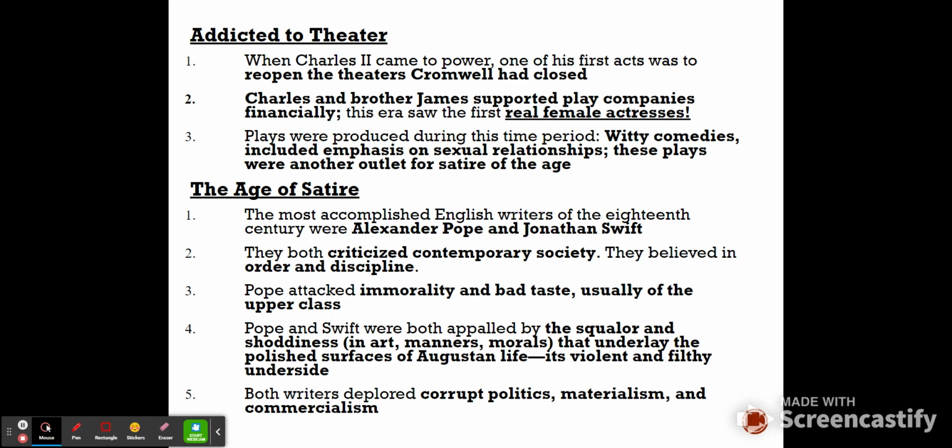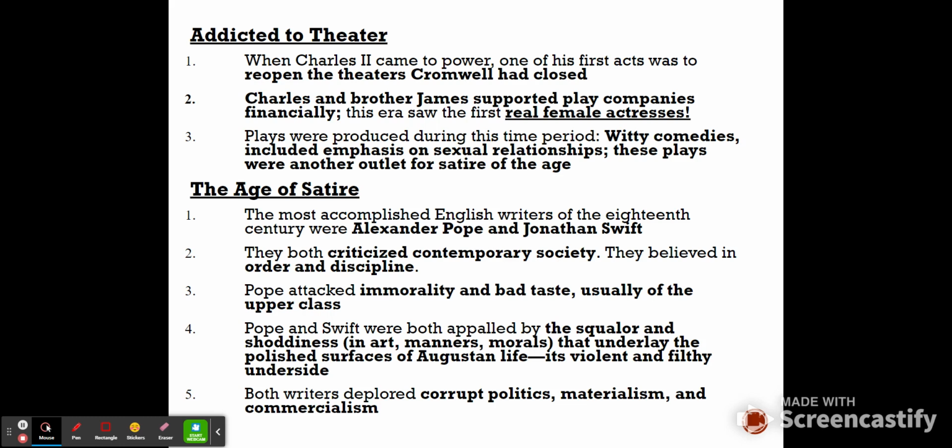They would attack things like immorality and bad taste, as well as things they saw as politically a problem, and criticize manners and morals and bad literature and things like that, and point out ways that society was failing to live up to its ideals.